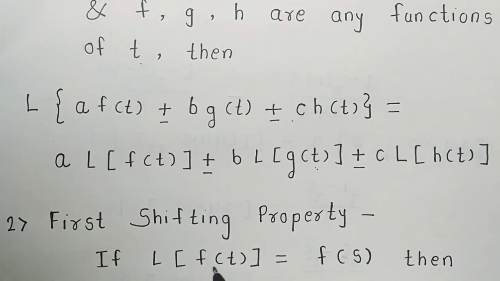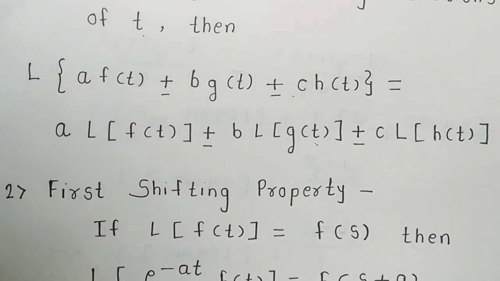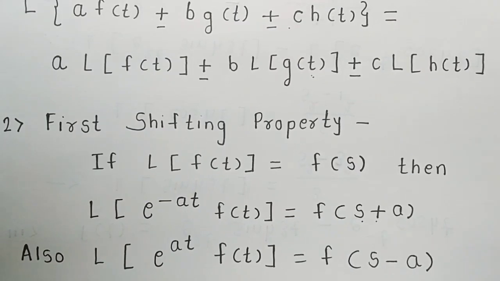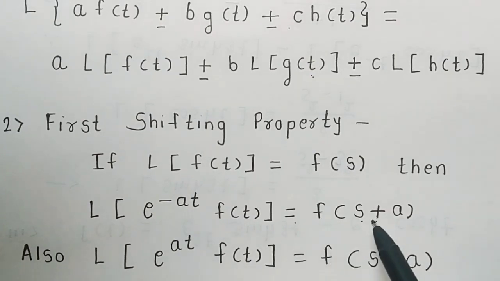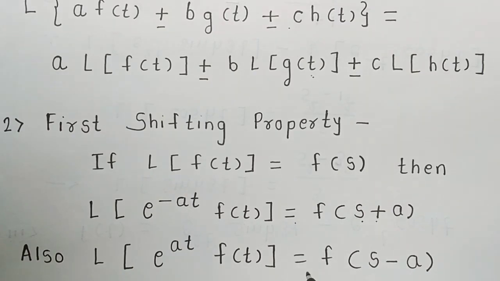If Laplace of f of t equals F of s, then there are two points involved. Laplace of e raised to minus at f of t is equal to F of s plus a. Again, Laplace of e raised to at f of t equals F of s minus a. Now we will study some examples that depend on these two properties.